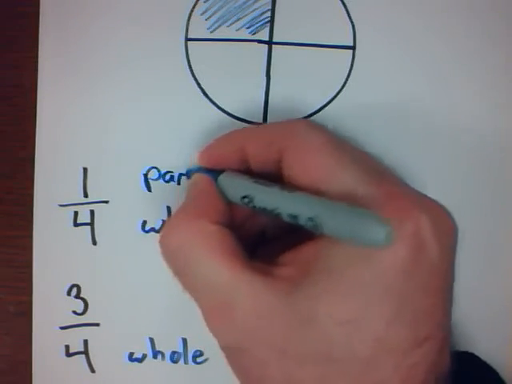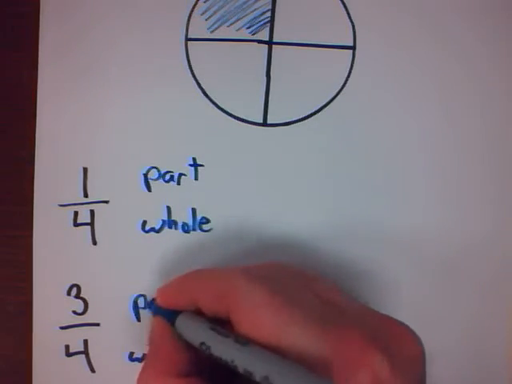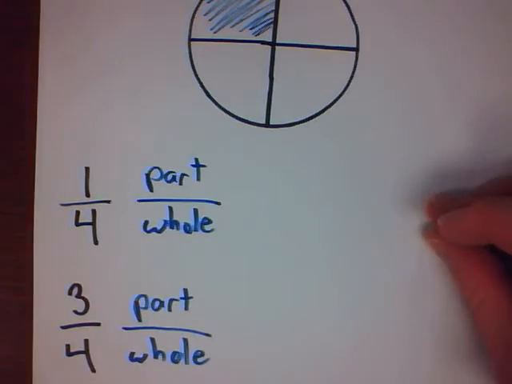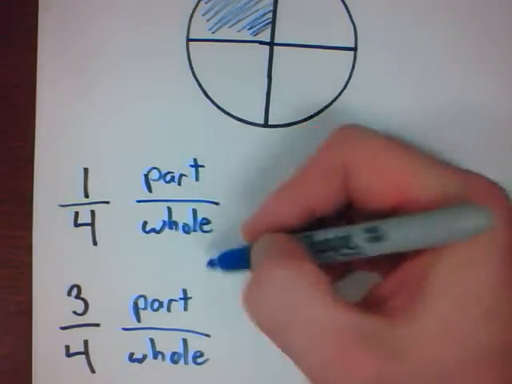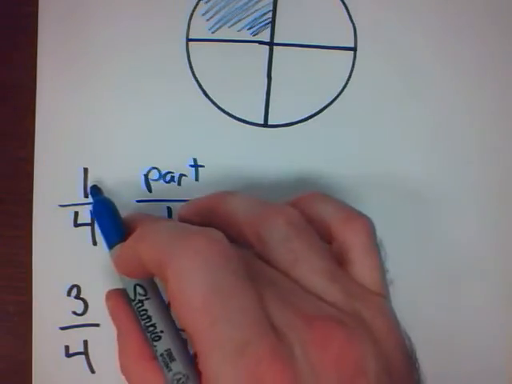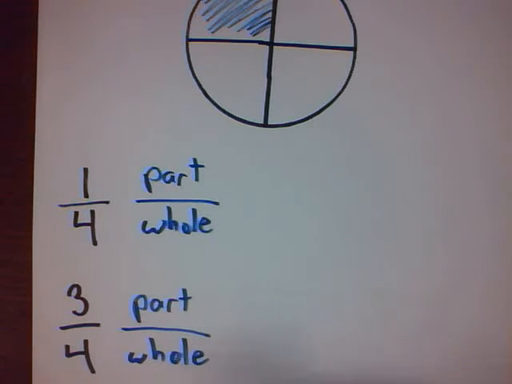Now, this particular phrasing that I'm using to describe it, in which we have the part over the whole, is going to come back later in another unit. So it's worthwhile thinking about it. The bottom is the whole, the top is the part. In this case, that's what I ate. In this case, it's what was left.